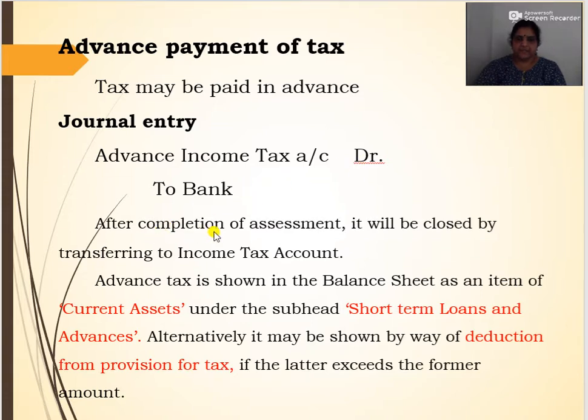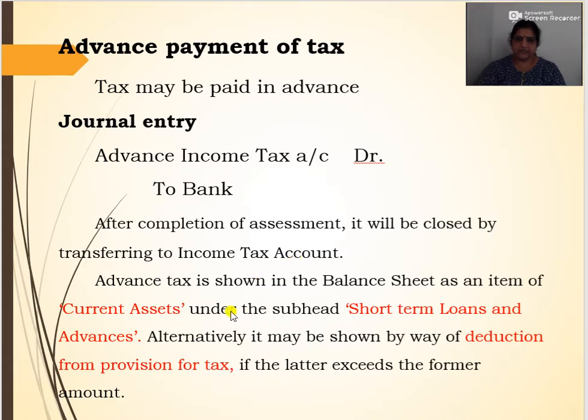After completion of assessment of income tax, it will be closed by transferring to income tax account. So once the assessment of the income tax is complete, this amount, that is advance income tax, will be closed by transferring to income tax account. So this is regarding the second adjustment, advance payment of tax. The journal entry is advance income tax account debtor to bank, and once the assessment is complete, it will be closed by transferring to income tax account.